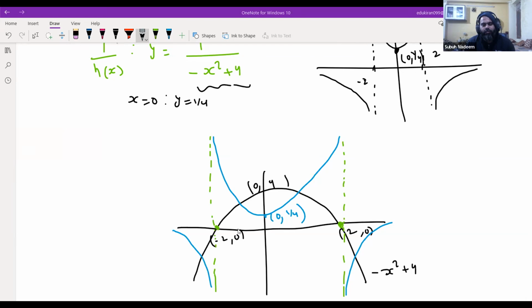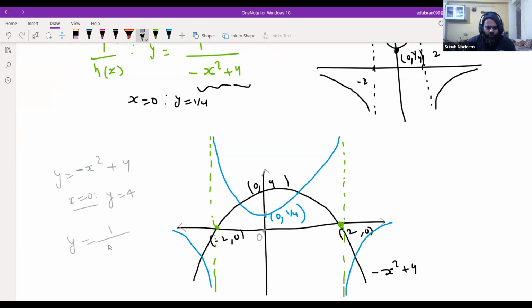So how do we get 0 and 4? By putting x is equal to 0. This is y when we take the function minus x square plus 4. When you put x is equal to 0, you get y is equal to 4. This is the origin, and on the y-axis, if you take any point, its x coordinate is 0. So you put x is equal to 0, you get y is 4.